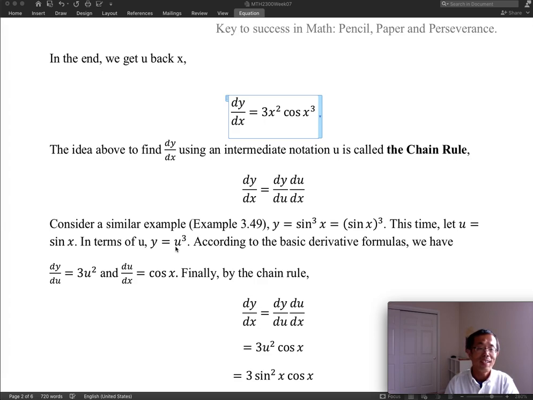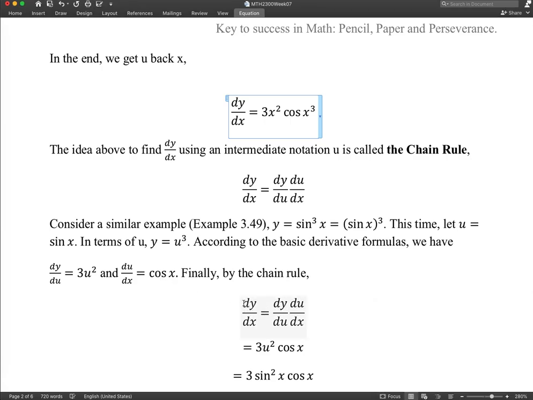So for the derivative of y in terms of u, we get from the power rule 3u squared. And like we did in the previous example, the notation we created is a function of x, so its derivative with respect to x is cosine x. And again this is the chain rule formula: dy/dx is dy/du times du/dx. You want to understand this is a product of two derivatives.